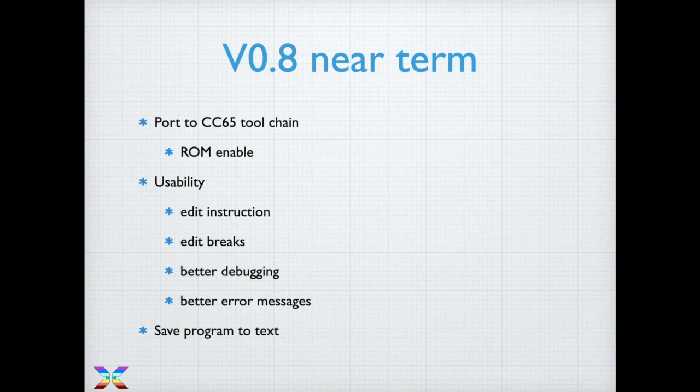And while I'm doing that, there's a bunch of usability features that need to be added, such as editing an instruction in place, editing of breakpoints. There's some extensions to the debugger that needed to be added, and we need better error messages. Finally, as a stretch goal, I'd like to have the ability to save the program to a text file so that you can export it and bring it back outside to work on a cross assembler or something like that.